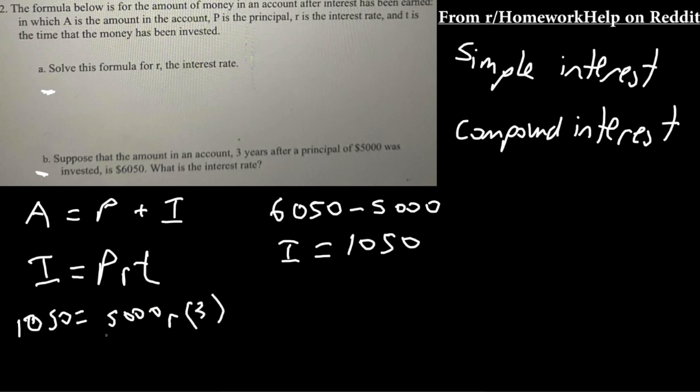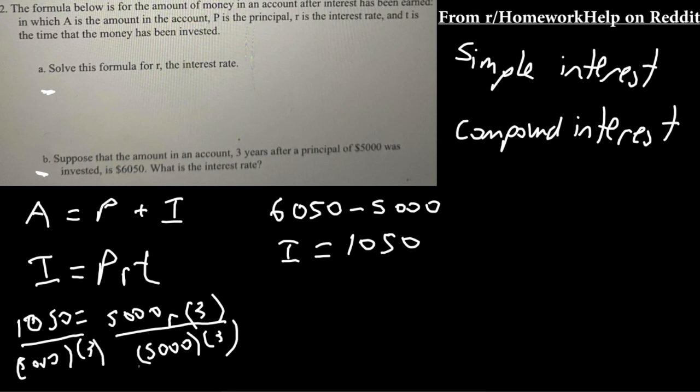So from here, you're going to divide this side by 5,000 and by 3. And whatever you do to one side, you do to the other. The purpose of this is isolating for R. So that's why we're doing this.